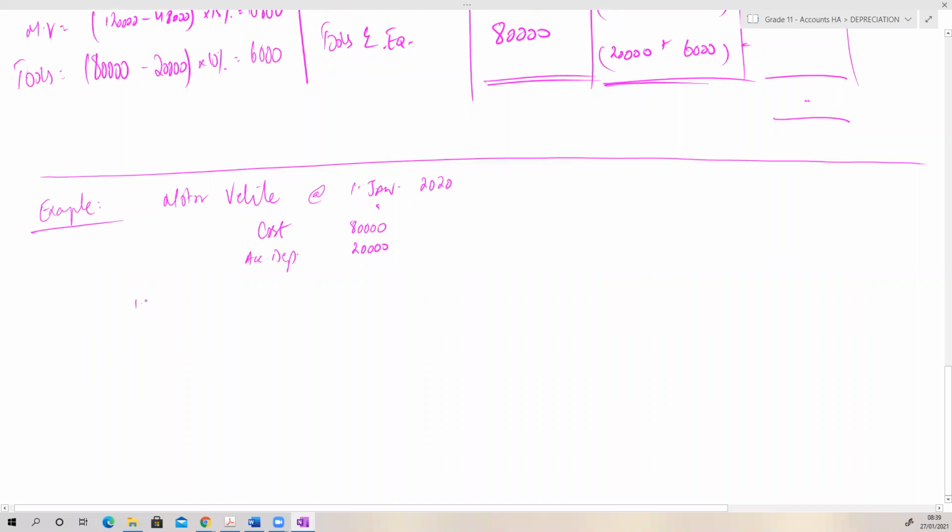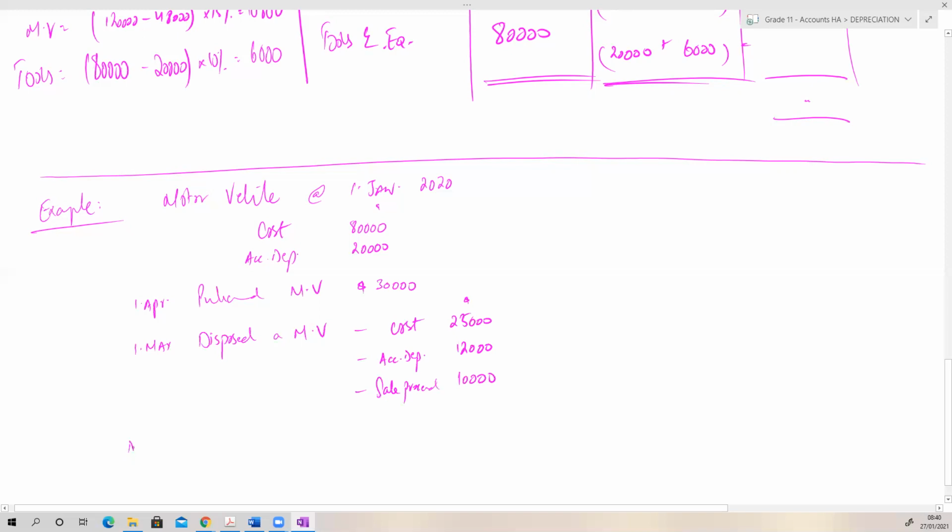ठीक है जी. उसके अलावा 1st April purchased a motor vehicle for 30,000. उसके बाद 1st of May disposed a motor vehicle जिसकी कॉस्ट थी 25,000 एंड उसका accumulated depreciation अप टू डेट था 12,000. उसकी सेल प्रोसीड थी, the amount that you sold it for, 10,000. ठीक है.